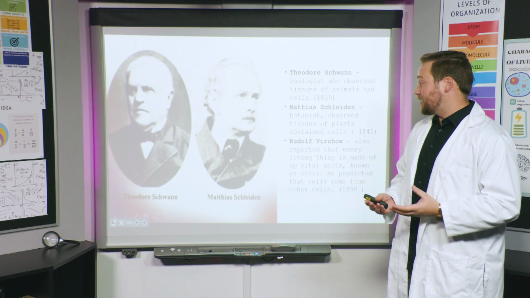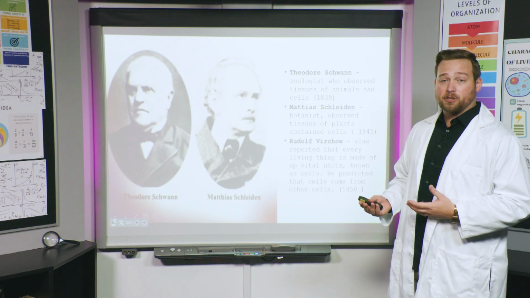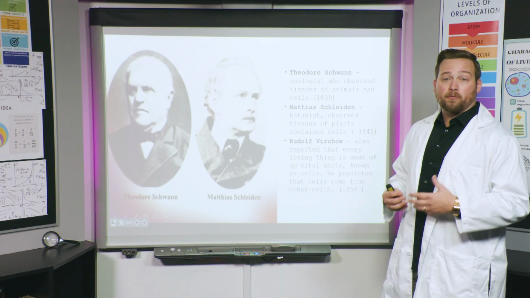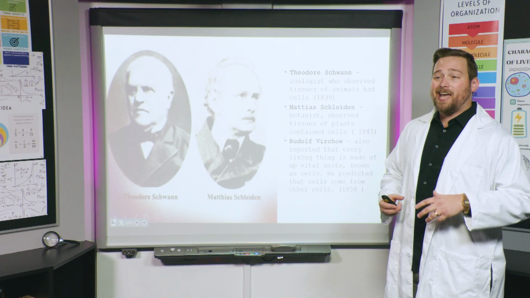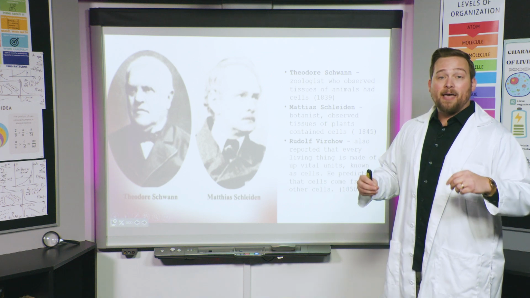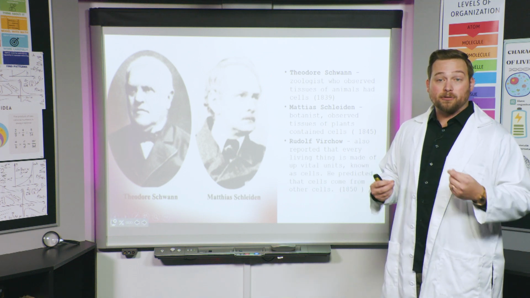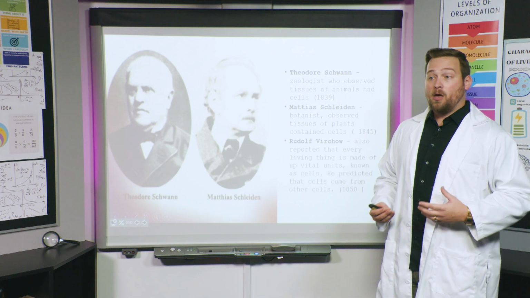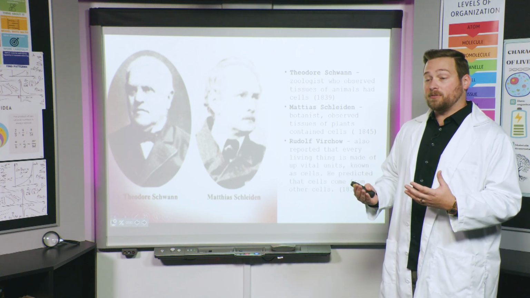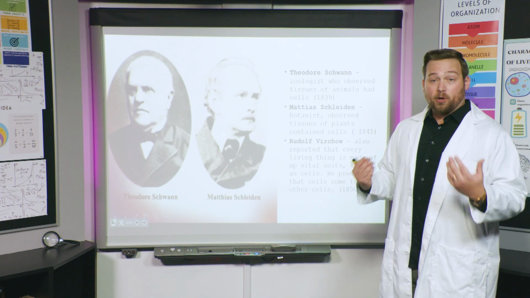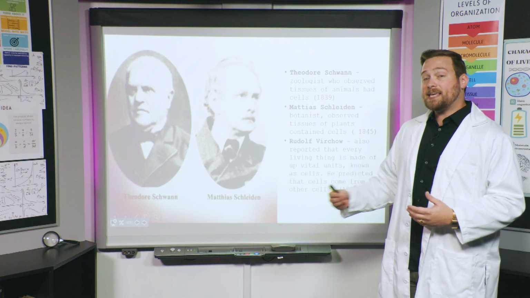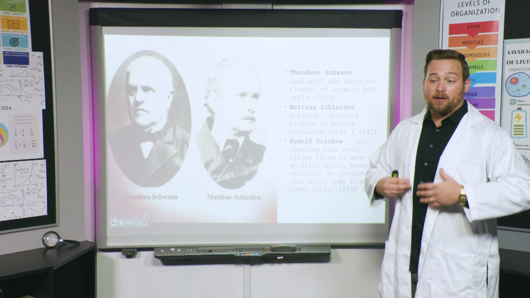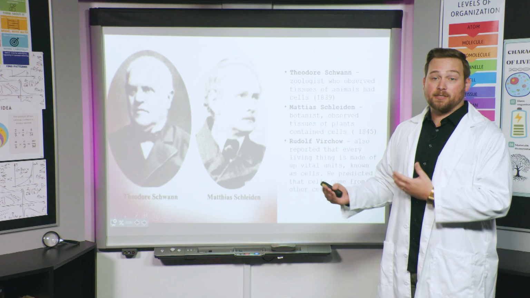Okay, I've got another scientist I want to talk to you all about. I don't have his picture up here, but his name was Rudolf Virchow. And what he discovered, he had this really famous line. And the line goes that all cells come from pre-existing cells. And that's the last part of the cell theory. We know that cells are the basic unit of life. We know that all organisms are made up of cells. And he kind of gave us that last bit that all cells come from pre-existing cells.